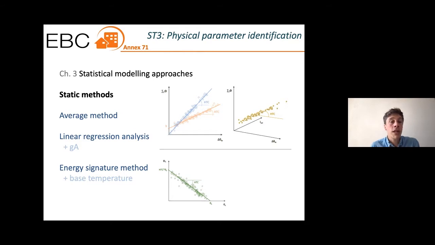So it allows us to say something about what solar gains we can expect when we know the solar irradiance hitting the building. A final static method is the energy signature method, which is used to analyze energy consumption data, and it allows you to get an estimate of the heat transfer coefficient and also the base temperature, the base temperature below which you will start to heat the building.